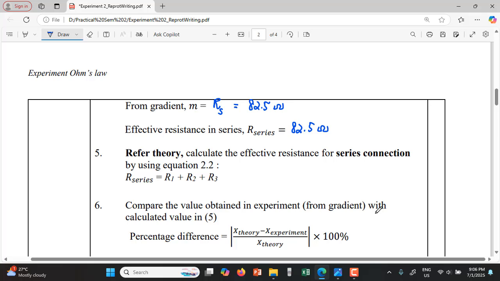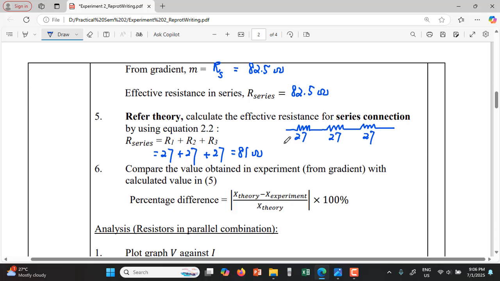So according to the theory, if I connect 3 resistors, each of 27 ohm in series, suppose I'm going to obtain 27 plus 27 plus 27, I'm going to obtain 81 ohm. So the theoretical value for effective resistance connect in series is 81 ohm.